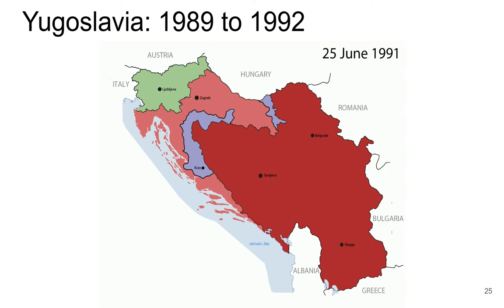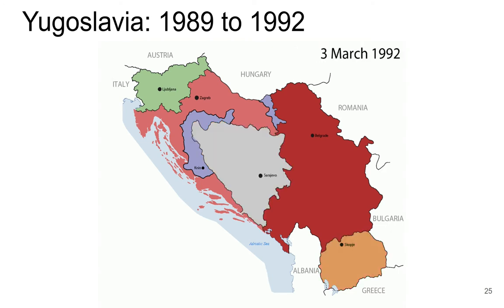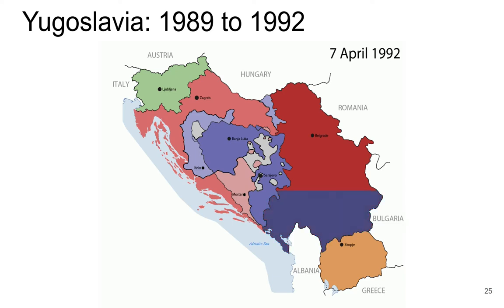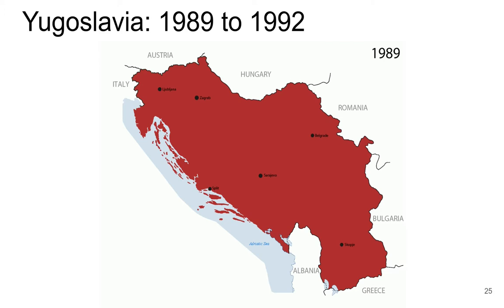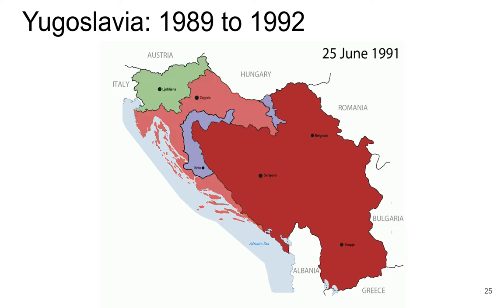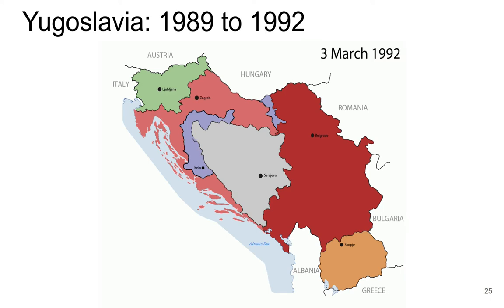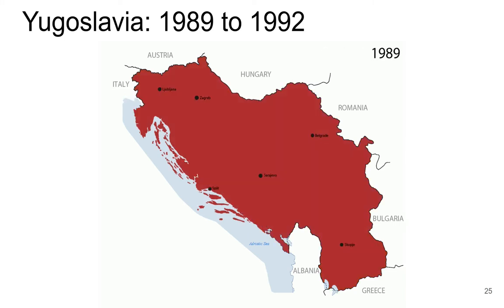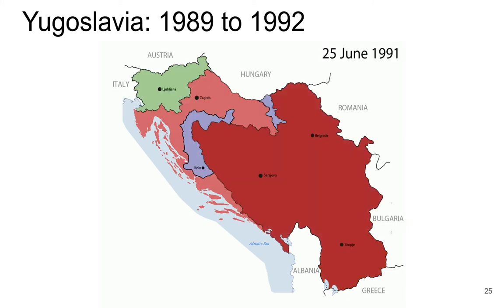Yugoslavia. I found a GIF on the web of the breakup of Yugoslavia from one nation into a whole bunch of fragmented nations. Yeah, 1989, Yugoslavia was held together by a brutal dictator. After his death, he was the main force keeping all of these different ethnicities and religions and nationalities together.